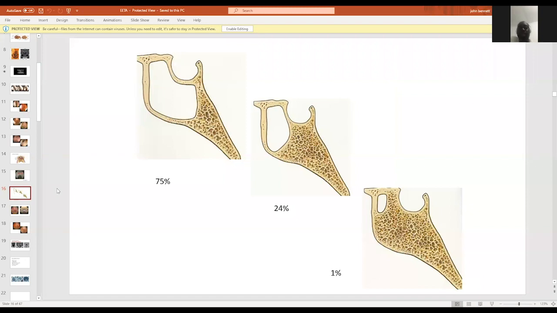So you should also understand that the pneumatization of the sphenoid bone is different and can vary from patient to patient. So usually what we find is in 75%, we have what we call the sellar type. And in 24%, you'll find a pre-sellar sinus. And in just 1%, it's really not pneumatized. It's just what we call the conchal sphenoid bone. It's not well pneumatized. Okay, next slide.